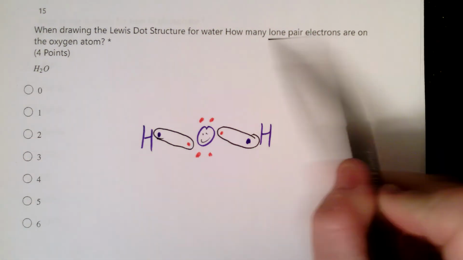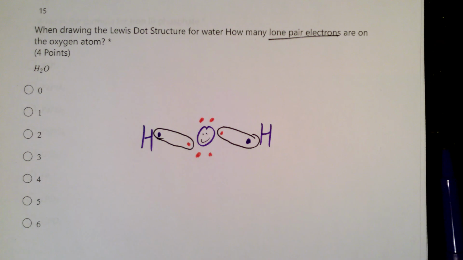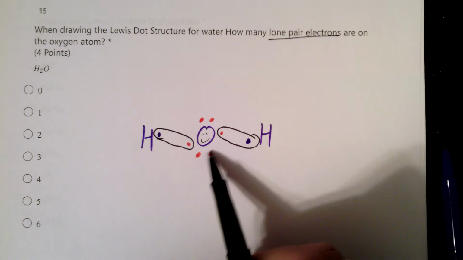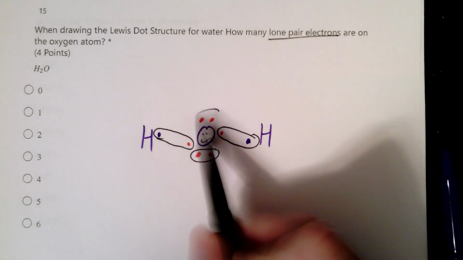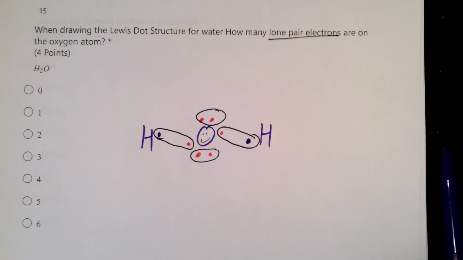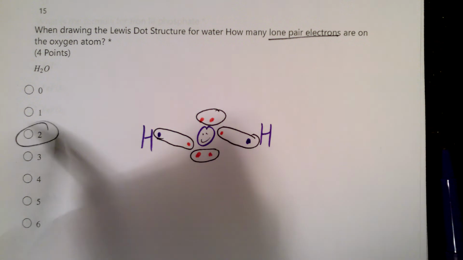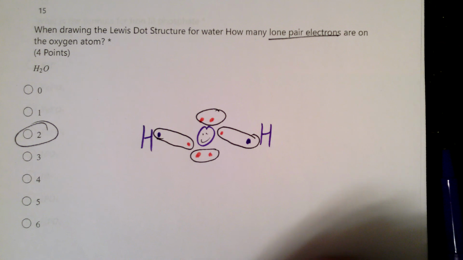But the question is, how many lone pair of electrons? A lone pair is a pair of electrons that's not being shared. In other words, it's a pair of electrons with one atom not between two. And we see here for oxygen has 2 pairs that it has by itself. So there are 2 lone pairs of electrons here.